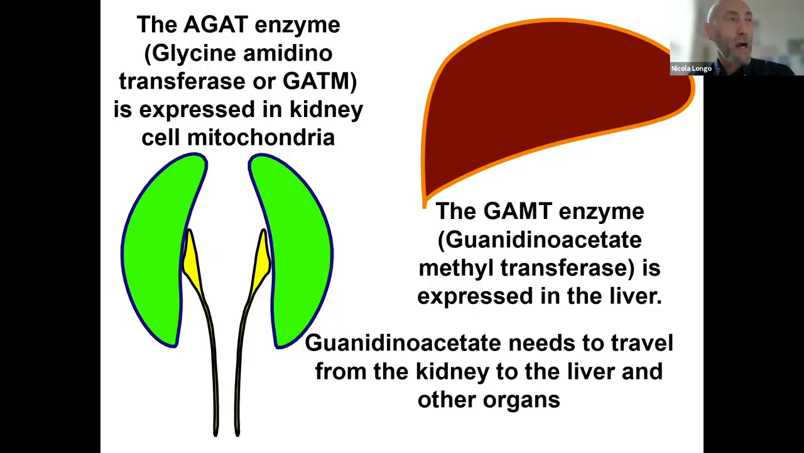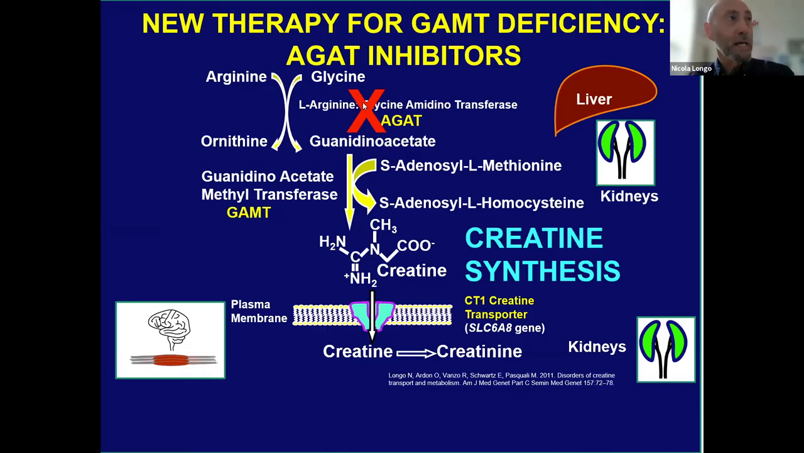So the idea is to inhibit directly the enzyme AGAT, arginine glycine aminotransferase, by a specific inhibitor. So if we can design this inhibitor, obviously the enzyme will not be functional. As a result, we will have to continue to give creatine to patients with GAMT deficiency in addition to the new inhibitor.